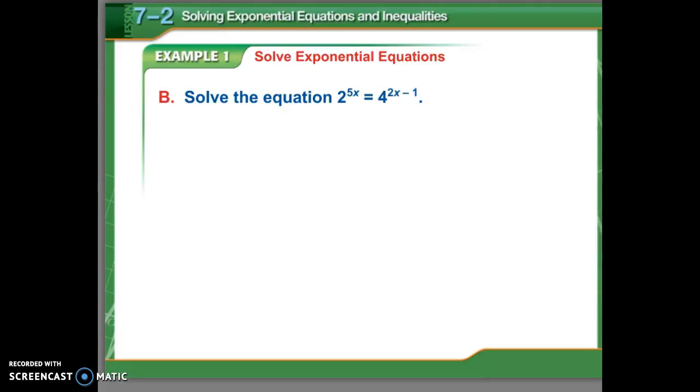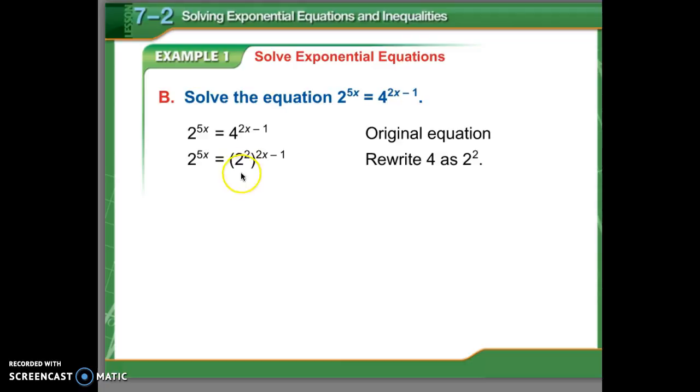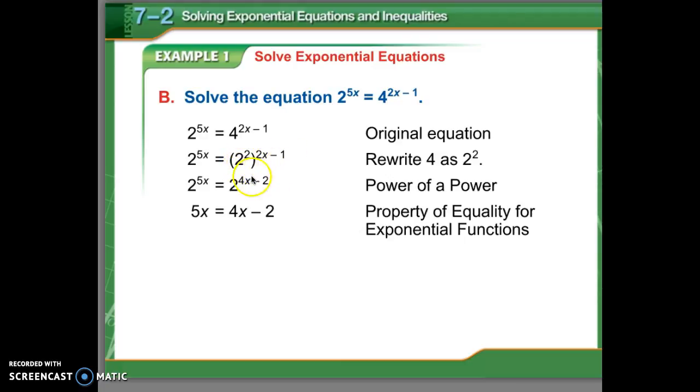So for part B, we're going to do the same kind of process, but it's a little bit more algebra involved this time. We see 2 to the 5x power equals 4 to the 2x minus 1 power. And we're going to try to get both of these in the base of 2, since 2 is the smaller number. So we need to recognize that 4 is 2 squared. So we're going to rewrite 4 as 2 squared and then distribute this 2 to the exponent. We get 4x minus 2. And then we just take the exponents and set them equal to each other and solve them as a basic algebra equation, and we get x equals negative 2.